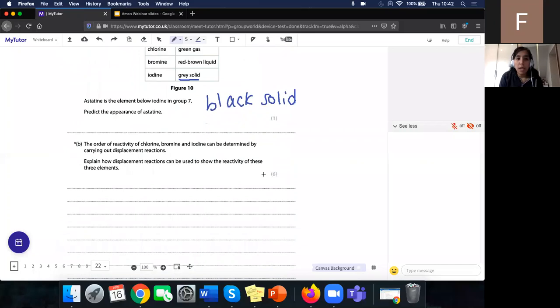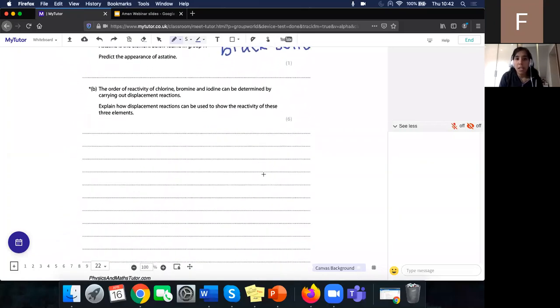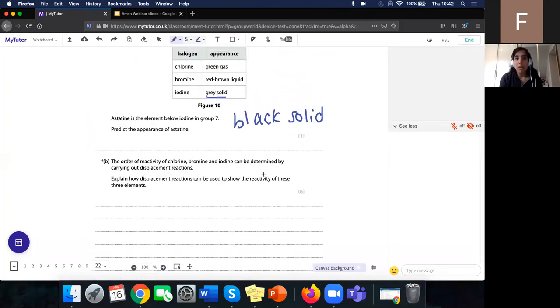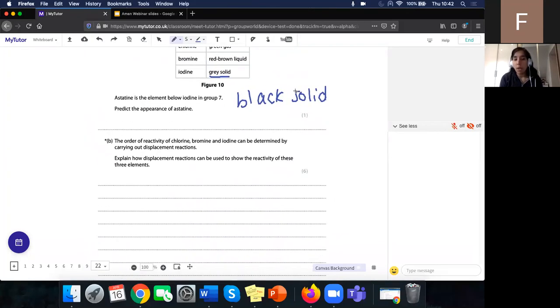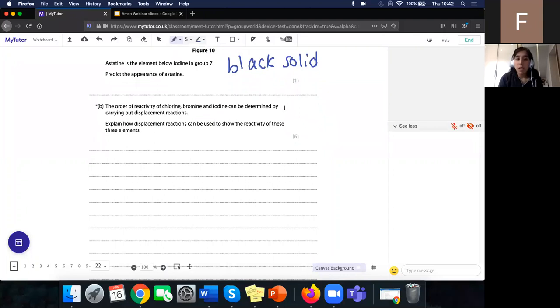The order of reactivity of chlorine, bromine and iodine can be determined by carrying out displacement reactions. Explain how displacement reactions can be used to show the reactivity of these elements. So this is a 6-mark question. It's a long question, so that means we need a lot of detail and we need to be quite clear. So does anyone have any idea? Explain how displacement reactions can be used to show the reactivity of these 3 elements. Any ideas?